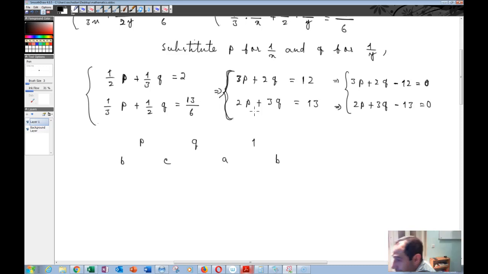And then you have your B over here. So B is the coefficient of the second variable, so 2 and 3 over here. And C would be negative 12 and negative 13, and A would be 3 and 2.